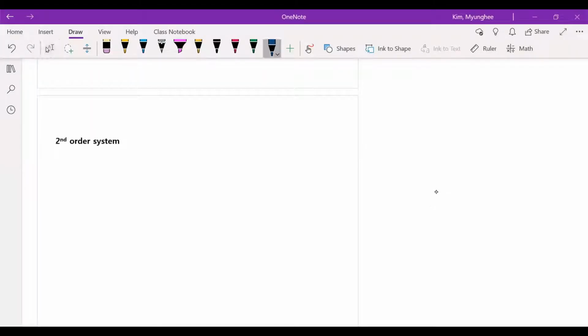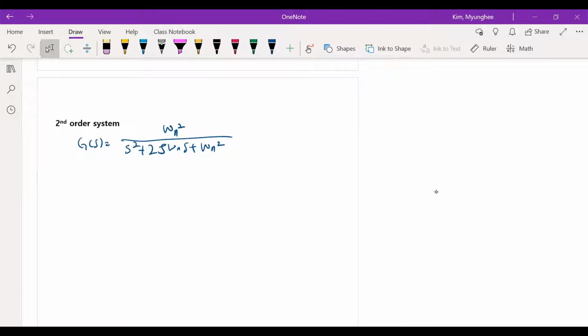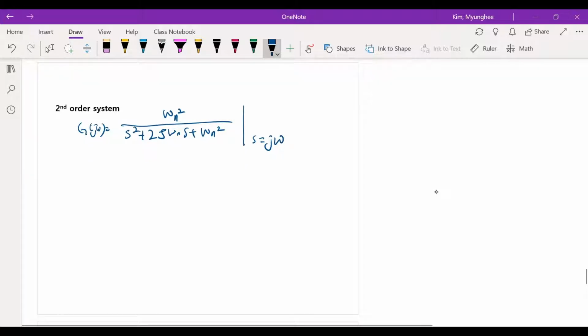For the second order system, now G(s), and also we can look at it similarly, and then we are looking at G(jω), and then s equals jω. So for the second order system, we can do this similarly.